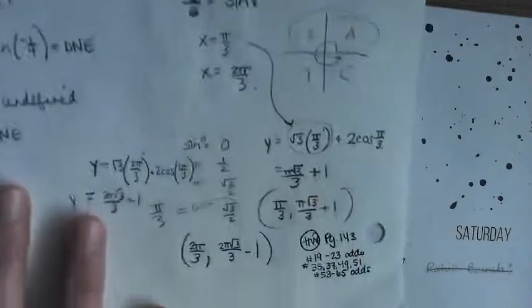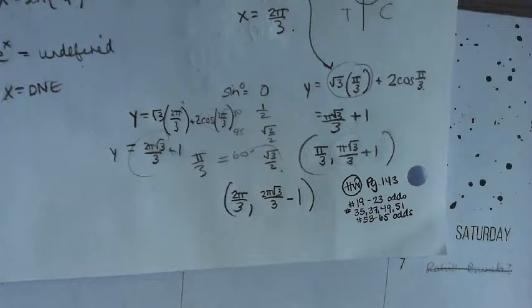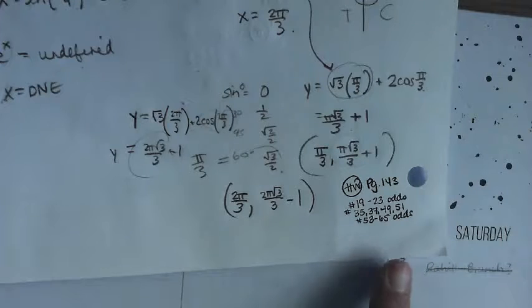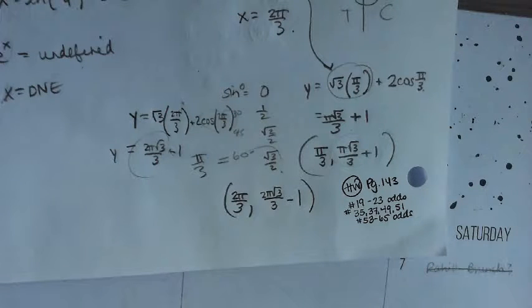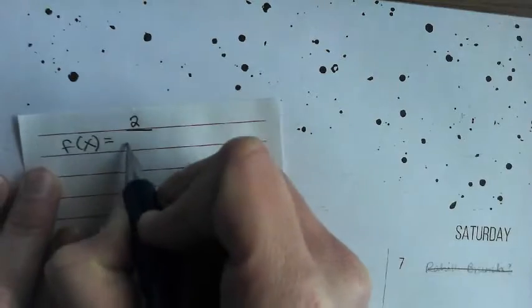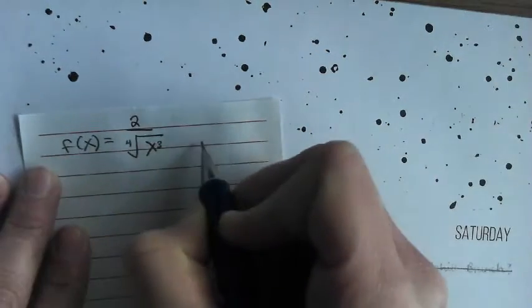So that's the end of our notes, but no, we have a couple minutes, so I'm going to search for one that would lead to a vertical tangent. Yeah, I picked the ugliest ones I could find. So here's one. F of x equals 2 over the 4th root of x cubed.